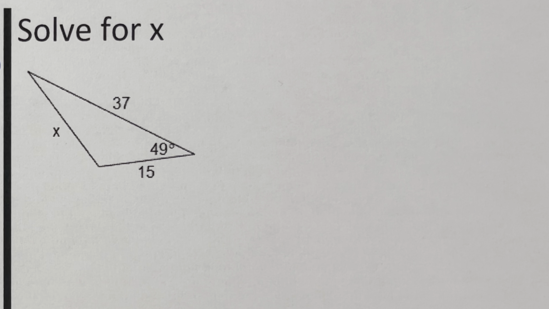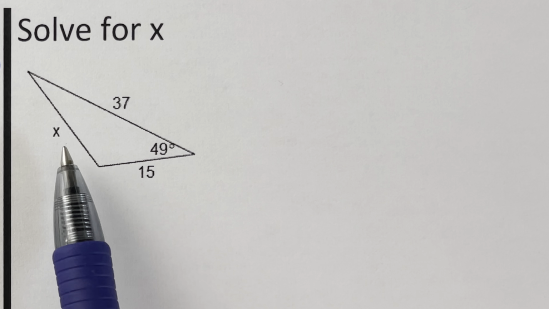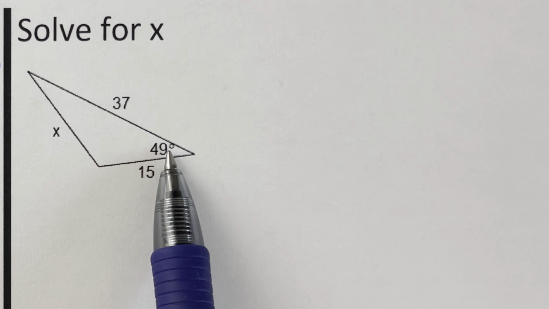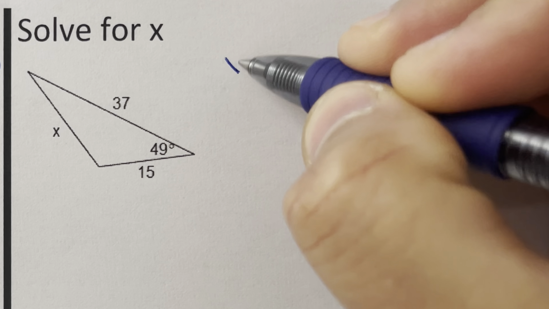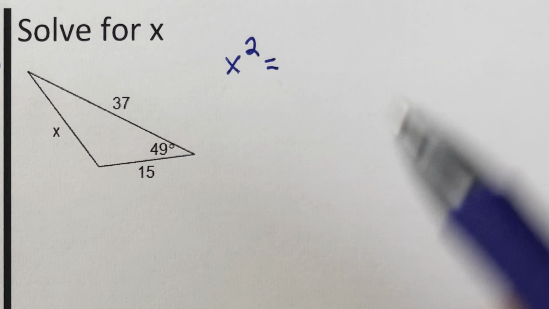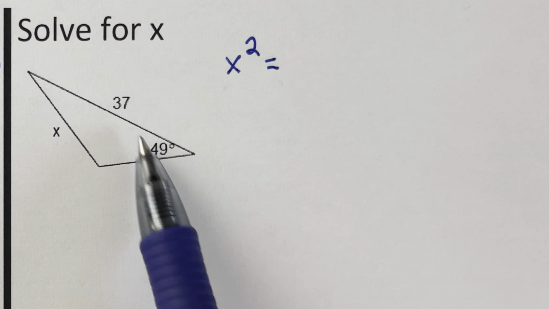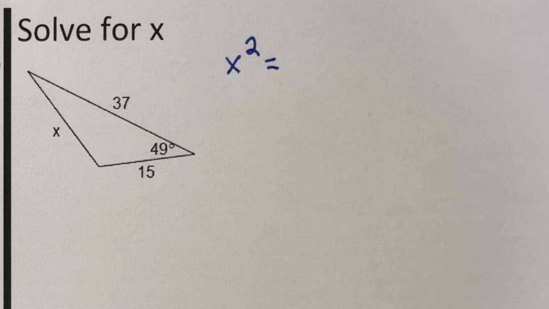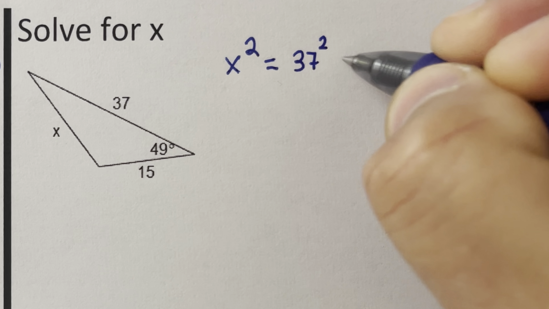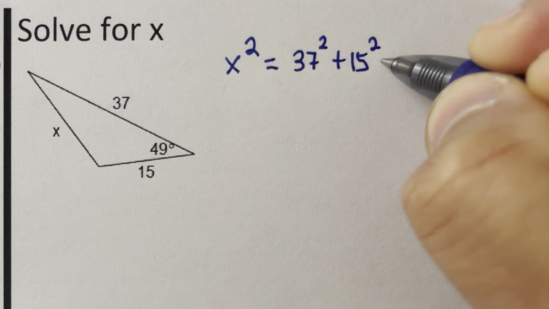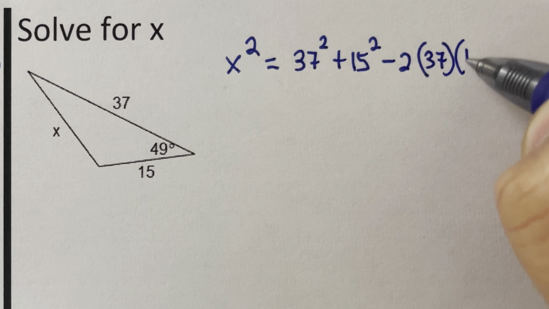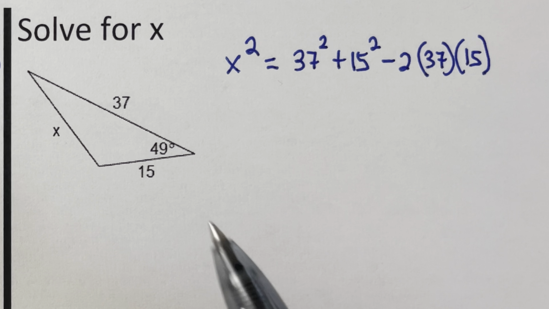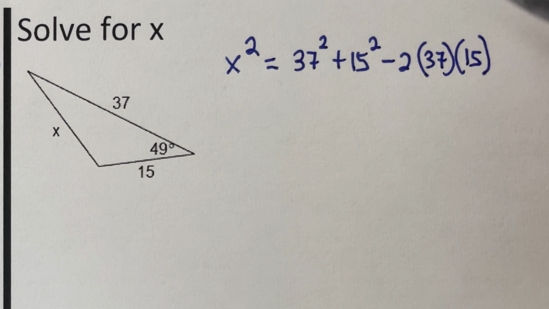Okay, so we're going to go over the problem here. We are supposed to solve for x, which is across from 49 degrees. So again, we can go ahead and set up the equation for this. That would be x squared is equal to the sum of the squares of the remaining sides, which would be 37 and 15. So that is 37 squared plus 15 squared minus 2 times the product of these two. So that would be 37 times 15, and that is cosine of the angle across from it, or in between these two sides. So that would be cosine of 49 degrees.